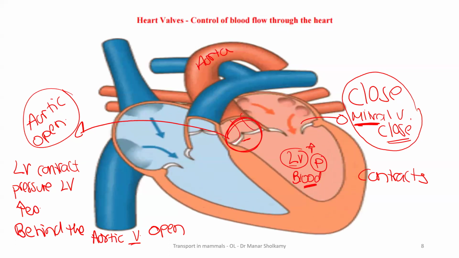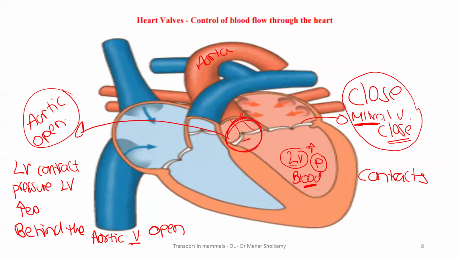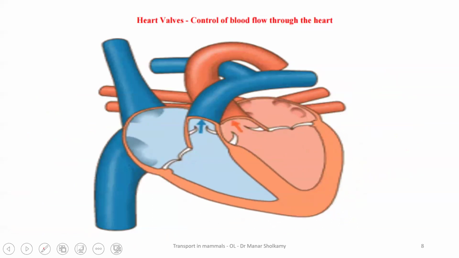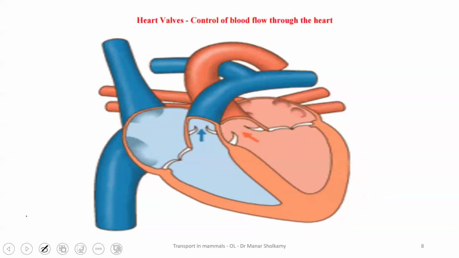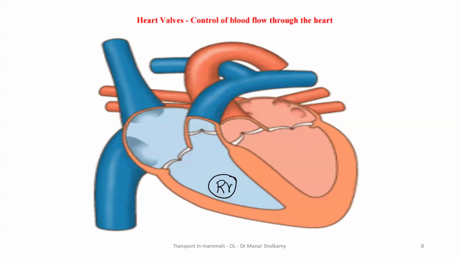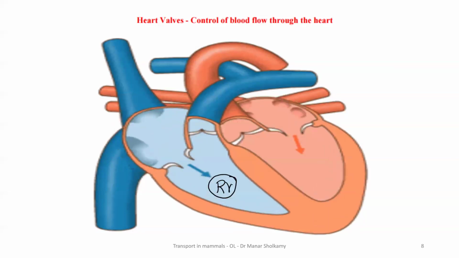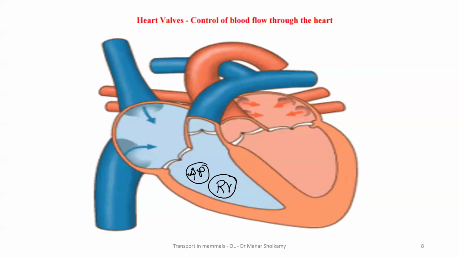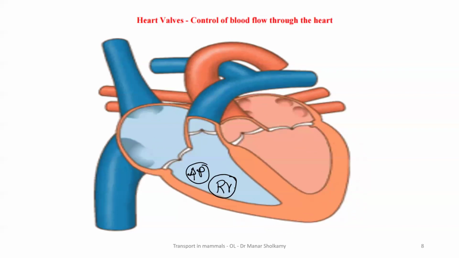I'll explain it one last time and then I will summarize it and then I'll let you go. Let's look at the blood in the other side of the heart, in the right side of the heart. Here, the blood is in the right ventricle. The right ventricle will contract. Contraction in the ventricles will increase the pressure inside the ventricle. Now, when the right ventricle contracts, which valve will open and which valve will close?